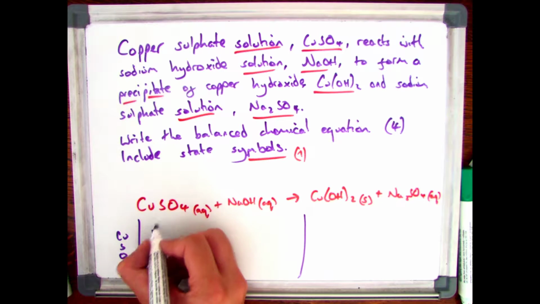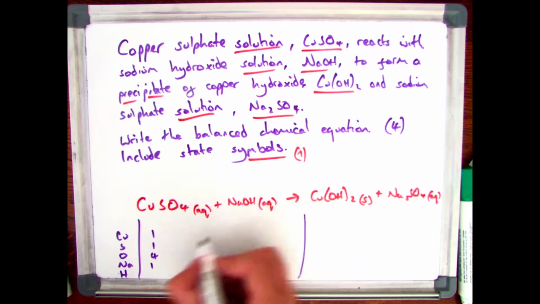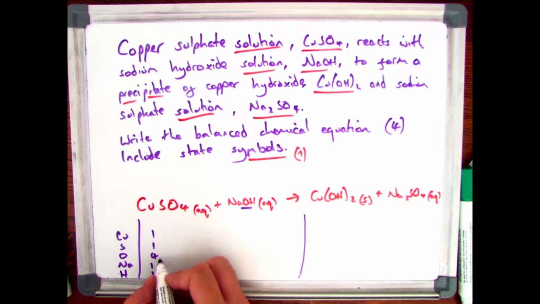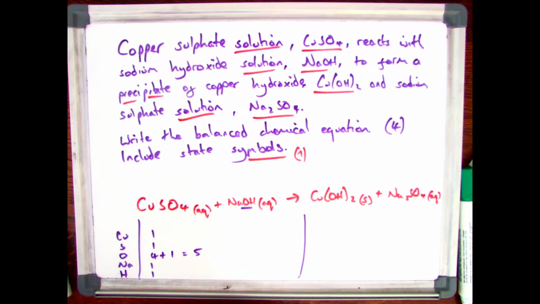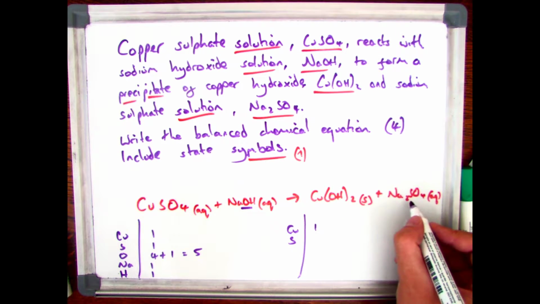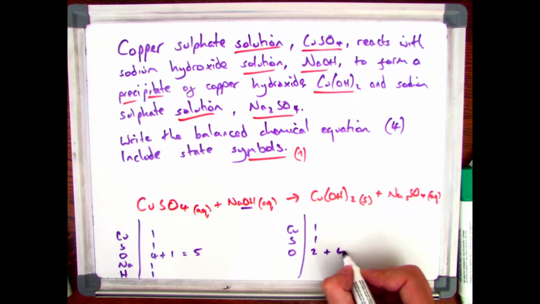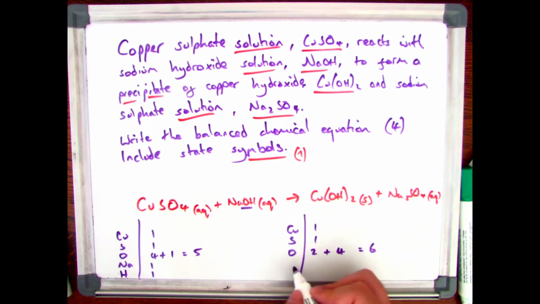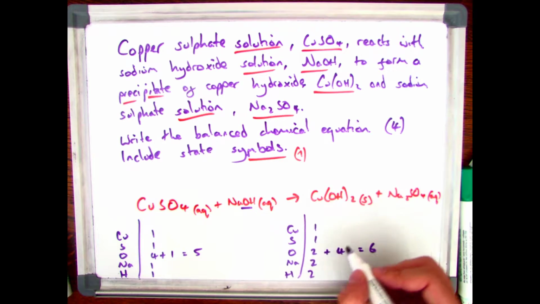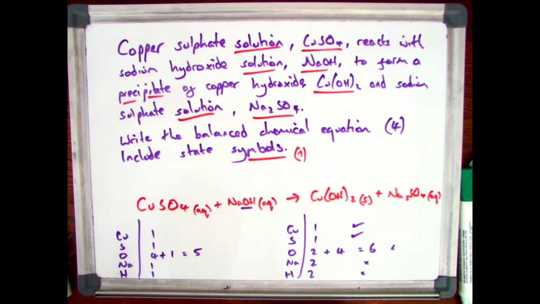On the left I have 1 copper, 1 sulfur, 4 oxygens in copper sulfate, 1 sodium, 1 hydrogen, and then another oxygen in sodium hydroxide, so I've got 5 in total. On the right hand side I've got 1 copper, 1 sulfur, 2 oxygens, and then 4 over in my sodium sulfate, so I've got 6 in total. My sodiums I've got 2, and then finally my hydrogens I've got 2. So at this stage my copper and sulfur are balanced, but my oxygen, sodium and hydrogen is not.